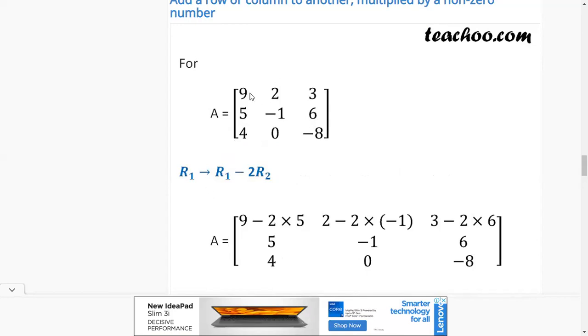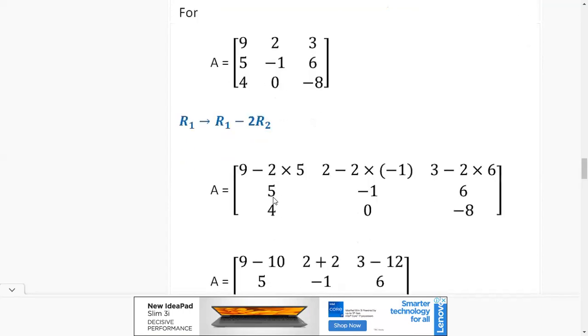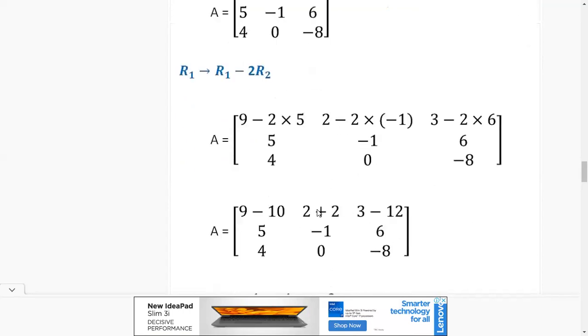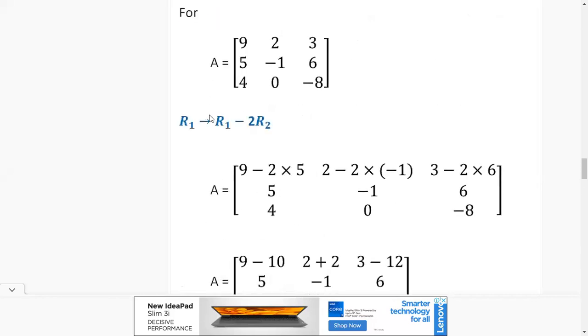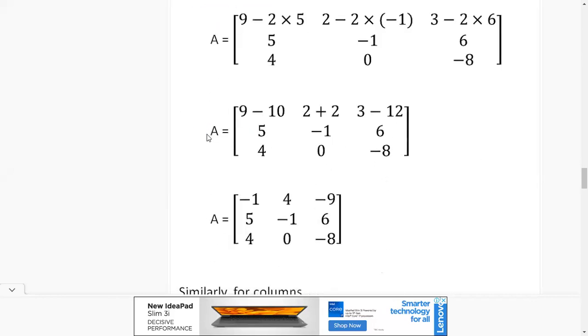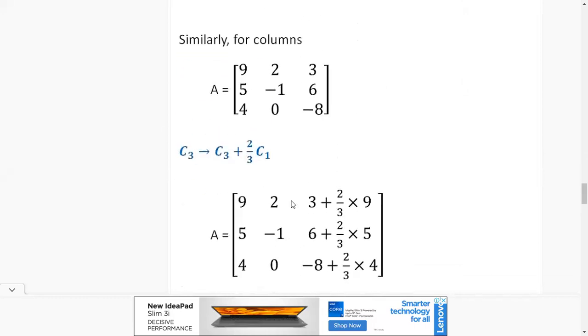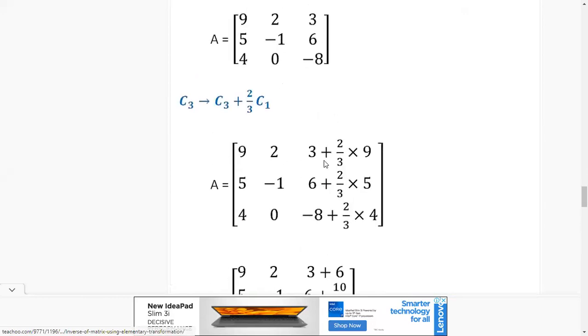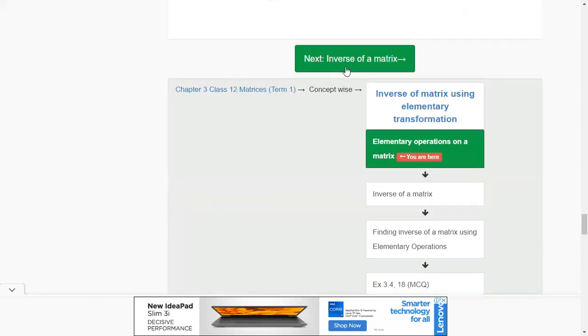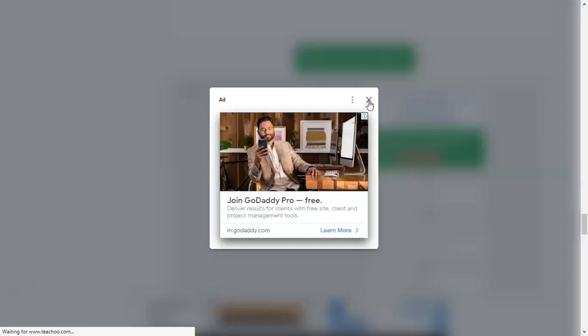Then R1 minus this. So you get 9 minus 10, 2 minus minus 2, so minus minus will be plus, 3 minus 12. The result will be minus 1, 4, minus 9. Then the rest of the rows you have to write as they are. Here I am changing only R1. Similarly, you can do it for columns also. So this is how you do elementary row and column operations.